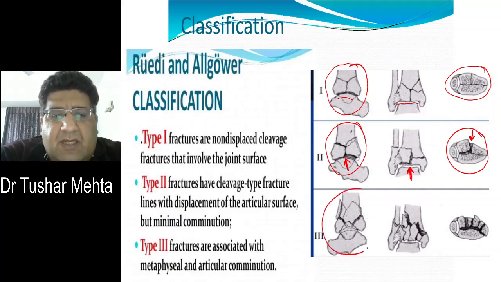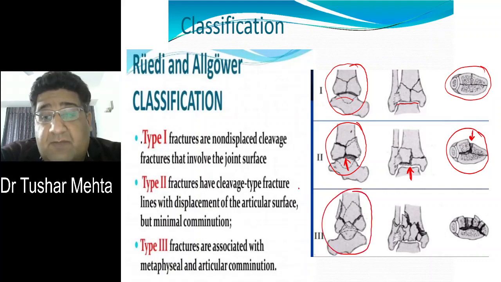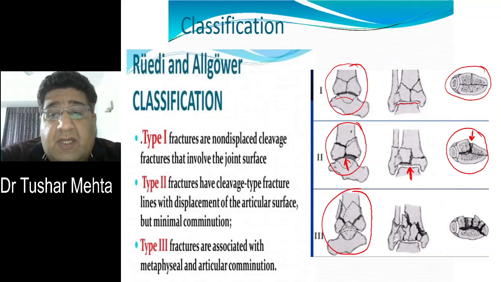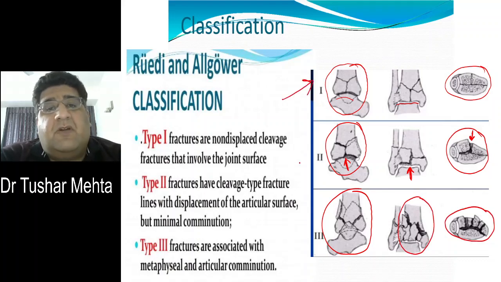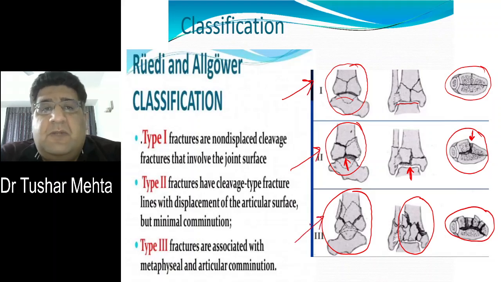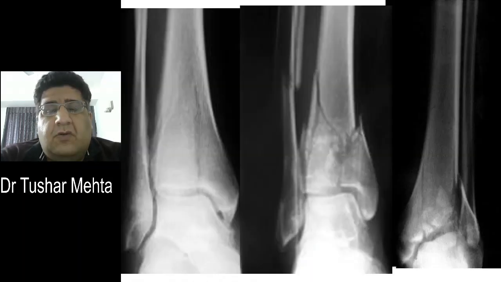Type 3, can I see an articular fracture? Yes. With a lot of displacement? Yes. With a lot of comminution? Yes. I'm sure you can count the fragments here and tell me that this is an articular fracture with displacement, with comminution. So: articular fracture without displacement, without comminution; articular fracture with displacement, without comminution; articular fracture with displacement, with comminution. Rudy and Algower classification will be asked, should be asked. As a short note, you should be able to identify it on an X-ray as well.